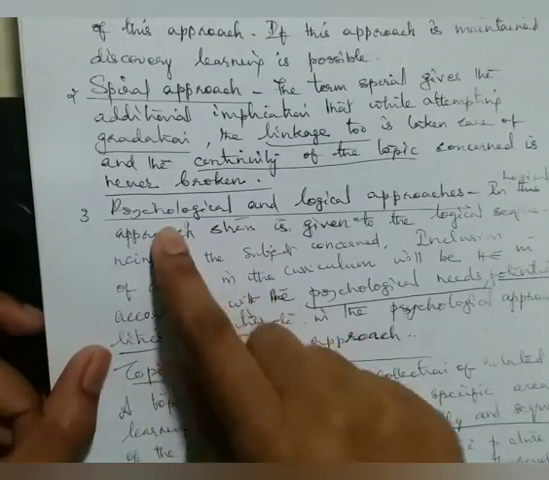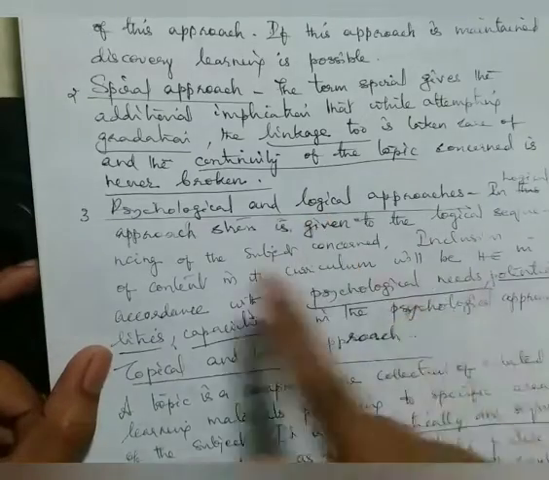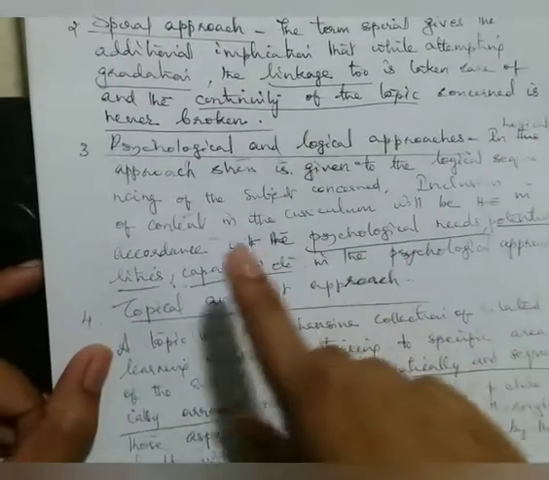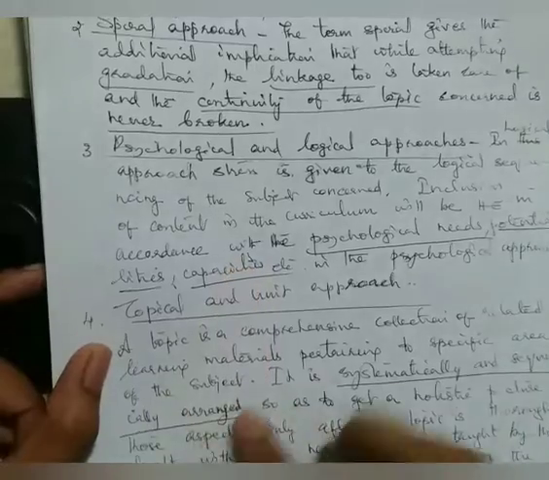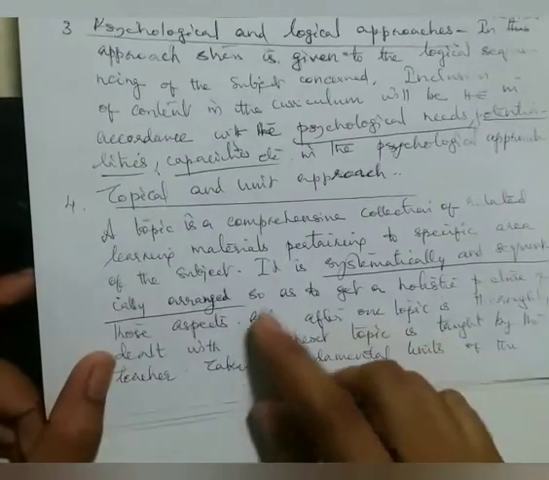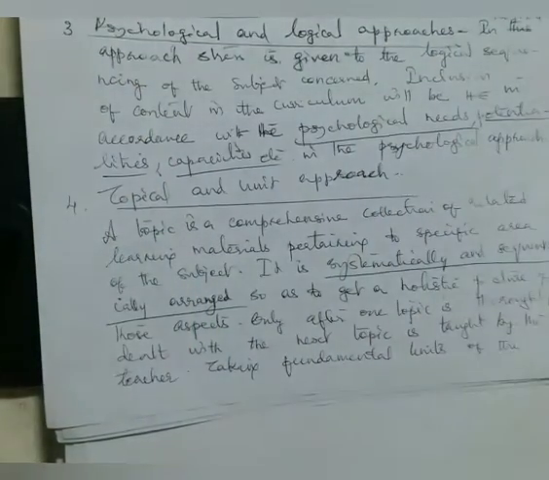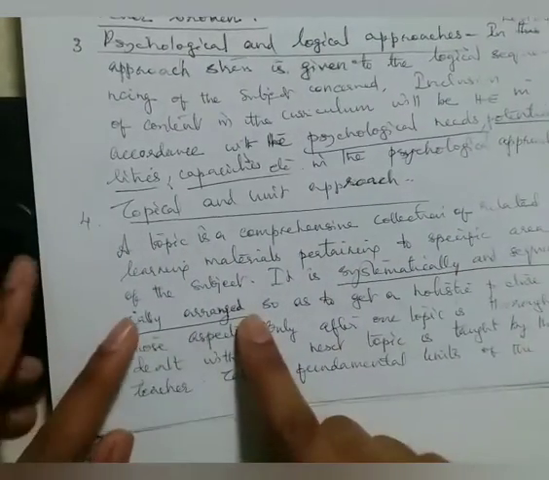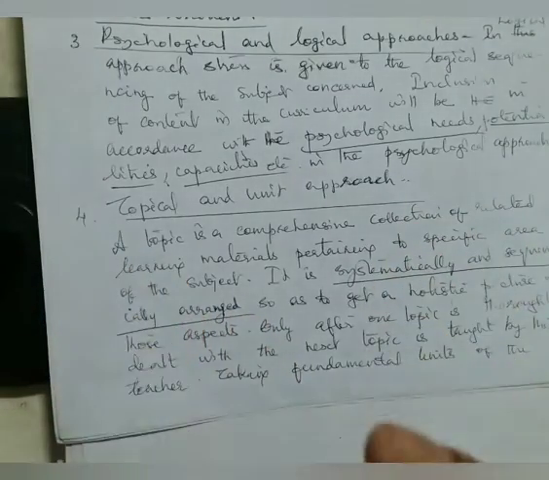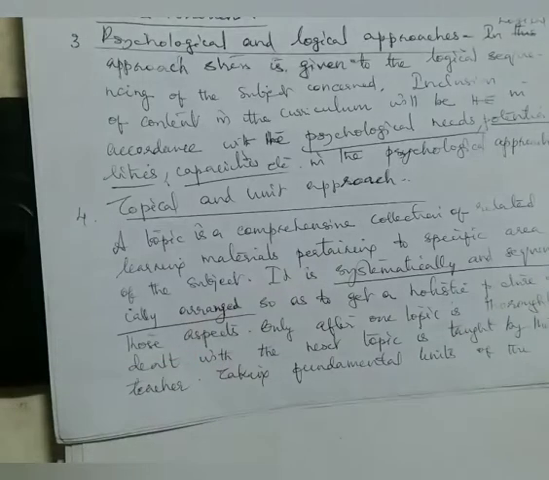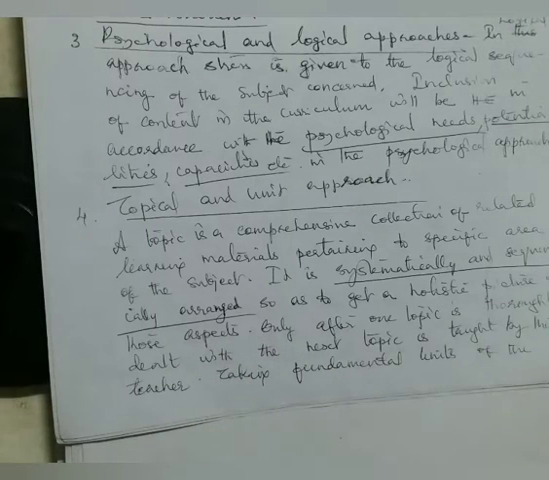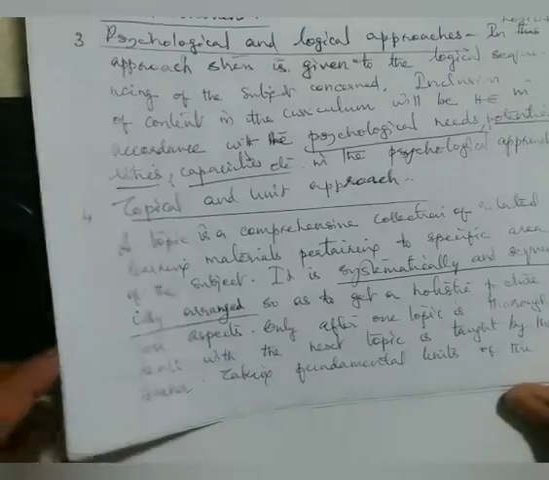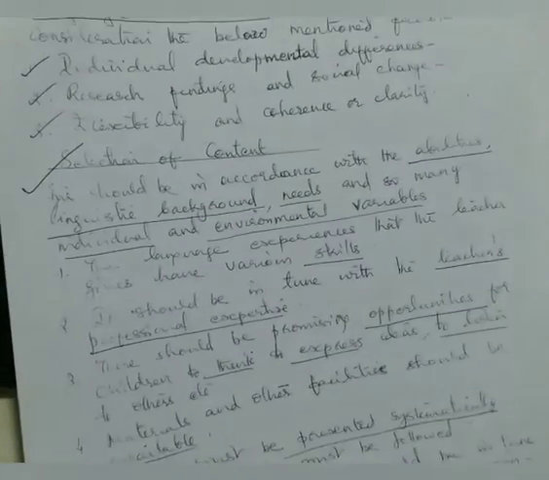Then psychological and logical approaches. So it should be according to the psychological needs, potentialities, and capabilities. Then the topical and unit approach. The curriculum should be structured in such a way that it should be systematic and sequential. There will be units, and inside every unit there will be chapters. Each unit will have a theme or topic or subject to deal with. It should be in a structured manner.